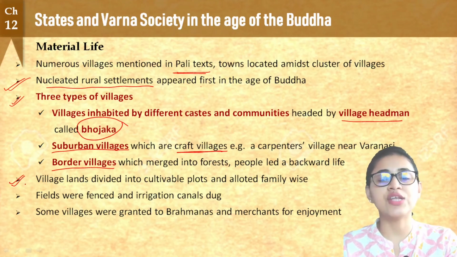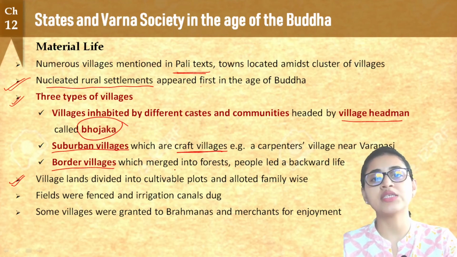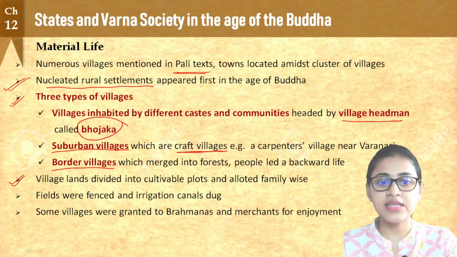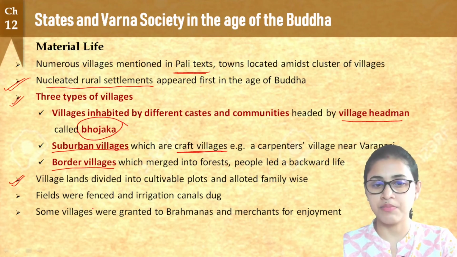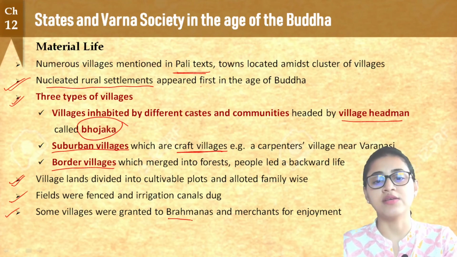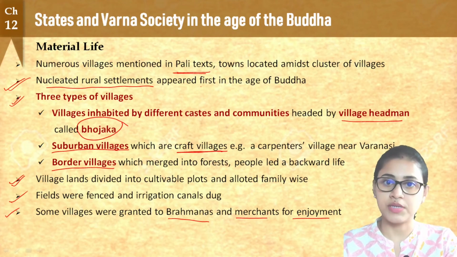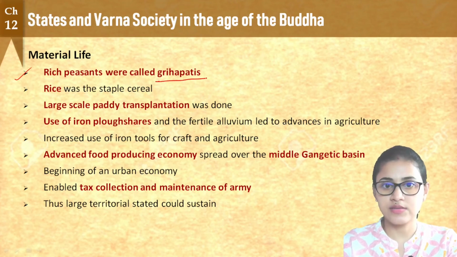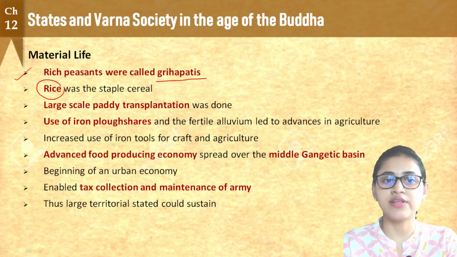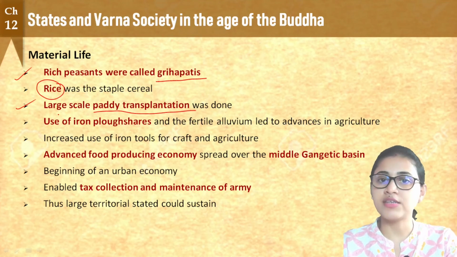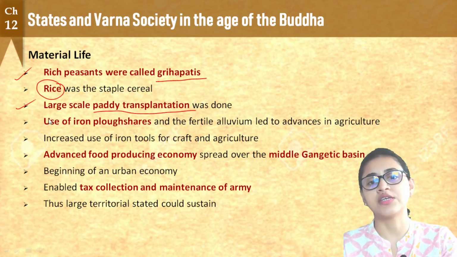Now we also see that the village lands were divided into cultivable plots, and the plots were allotted family wise. These fields were fenced. We have seen wooden palisades in Patna. Fields were fenced and irrigation canals were dug. Some of the villages, as mentioned, were also granted to Brahmanas and merchants just for enjoyment. The rich peasants were called grihapatis. Rice was the staple cereal during this period. We also find the mention of paddy transplantation, and the texts say that large-scale paddy transplantation was done.